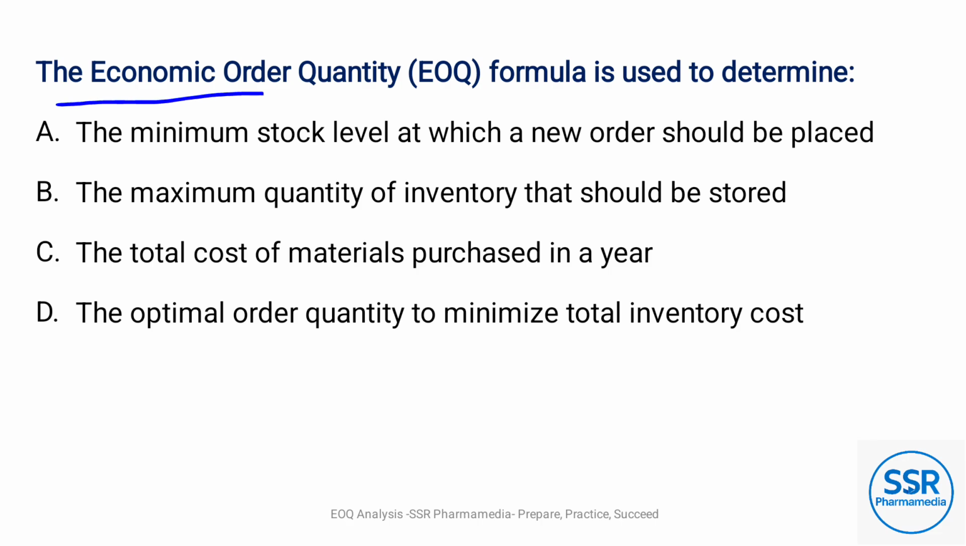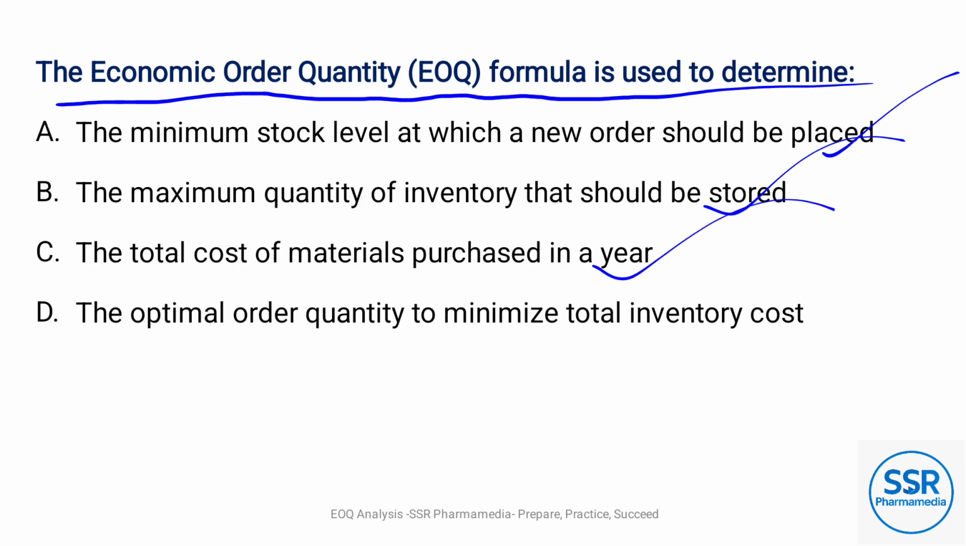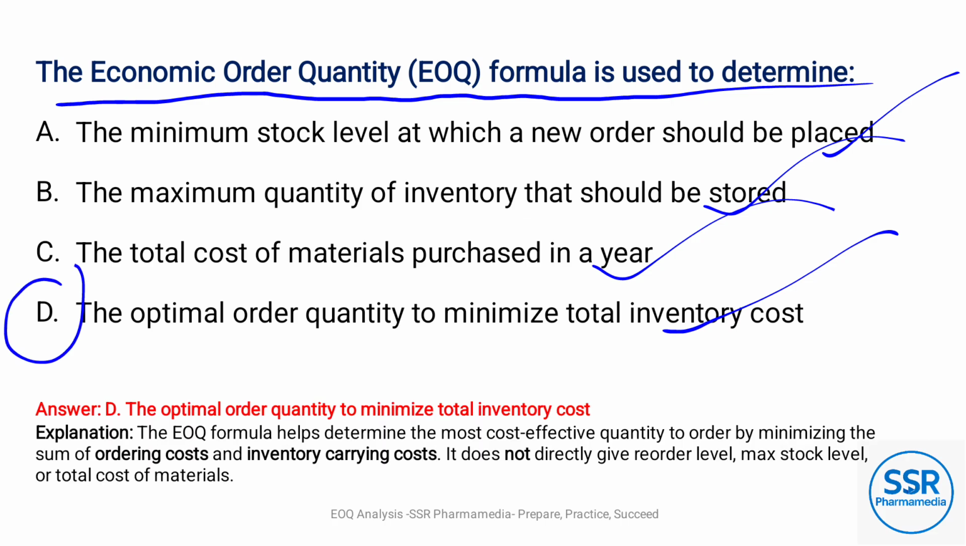The first question: economic order quantity, EOQ formula is used to determine. Option A, a minimum stock level at which a new order should be placed. Option B, a maximum quantity of inventory that should be stored. Option C, the total cost of materials purchased in a year. Option D, the optimum order quantity to minimize total inventory cost. So the answer is option D, the optimal order quantity to minimize total inventory cost.